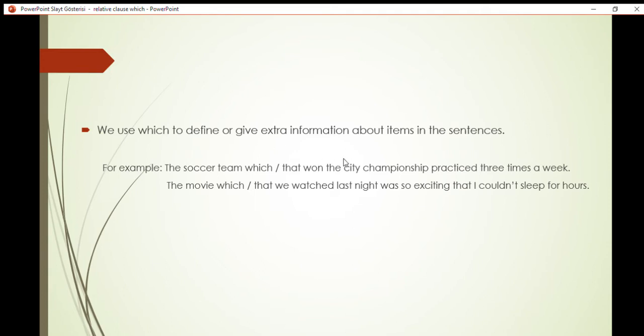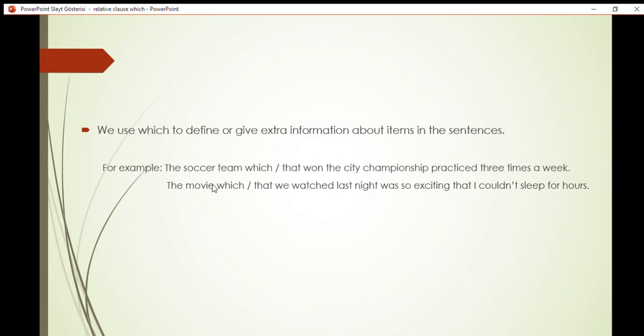If we were talking about the city, we would say the soccer team won the city which blah blah blah. If we were talking about the city championship, we would say the soccer team won the city championship which. So whatever we're talking about comes right before the relative clause, or just the opposite, we use the relative clause right after whatever we're talking about.